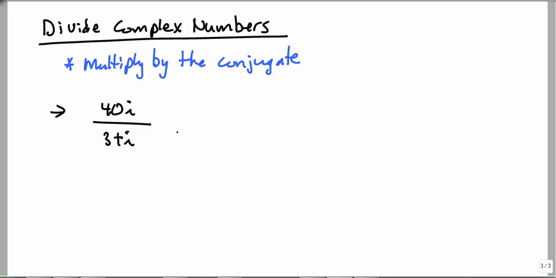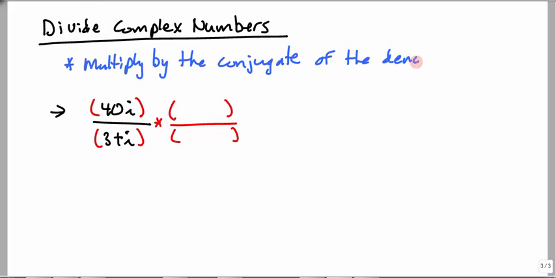Now, long division isn't going to work here. You want to think about clearing that denominator, getting rid of the i in the denominator. The way that we will do that is we will multiply both the top and the bottom by the conjugate of the denominator, because that's what we're trying to clear.